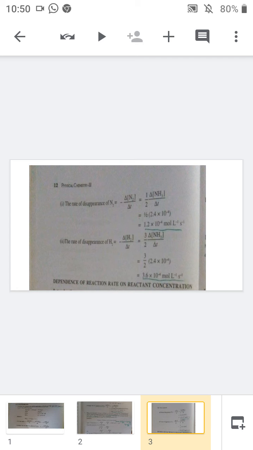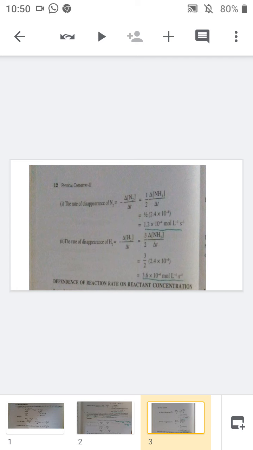We already know the value of delta NH3 divided by delta T. So the final rate of disappearance is equal to 1 by 2 into 2.4 into 10 to the power minus 4, that is 1.2 into 10 to the power minus 4 mole liter inverse second inverse. Next is the rate of disappearance of hydrogen, that's equal to minus delta H2 divided by delta T, that's equal to 3 by 2 into delta NH3 divided by delta T, that's equal to 3 by 2 into 2.4 into 10 to the power minus 4, that's equal to 3.6 into 10 to the power minus 4 mole liter inverse second inverse.